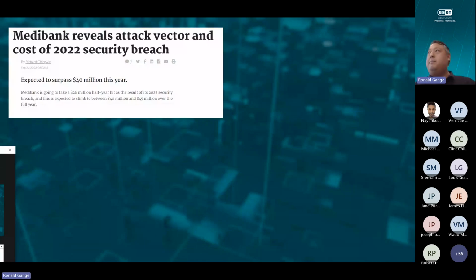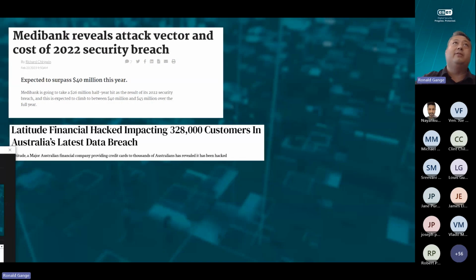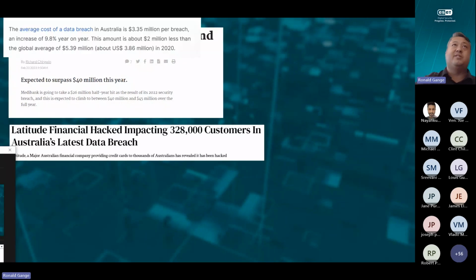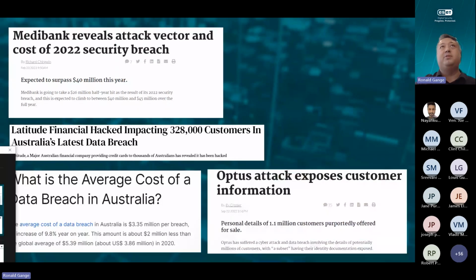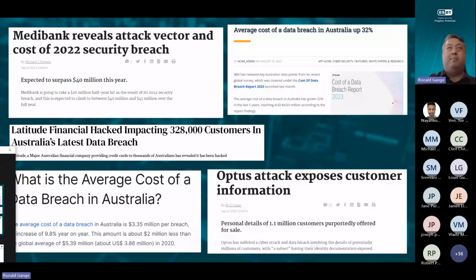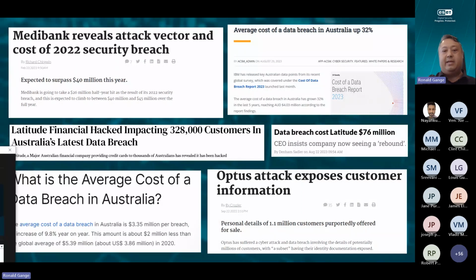So we're talking about the current threat landscape here in Australia, and we all know about the major breaches that have happened in the last 2 years. That's Medibank, Optus, and also Latitude.